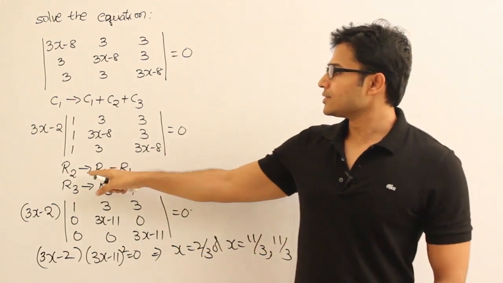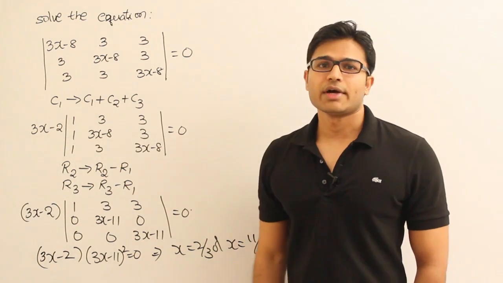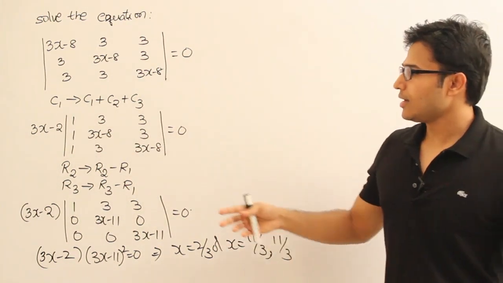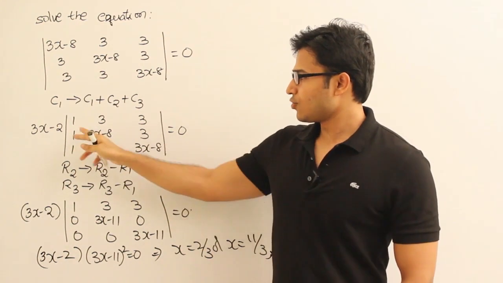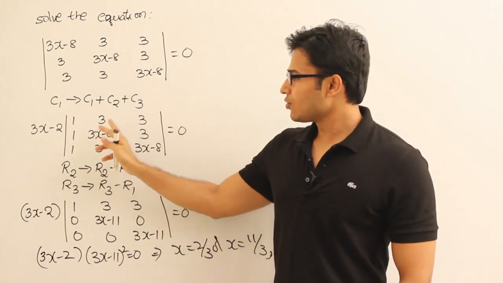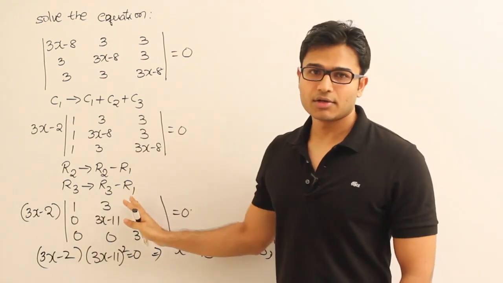After that, I will try to make most of the elements of this first row 0. To make that many elements 0, I will apply these two operations. I'll subtract row 1 from row 2 and replace the result in row 2, and again subtract row 1 from row 3 and replace the result in row 3. Then I got this determinant.